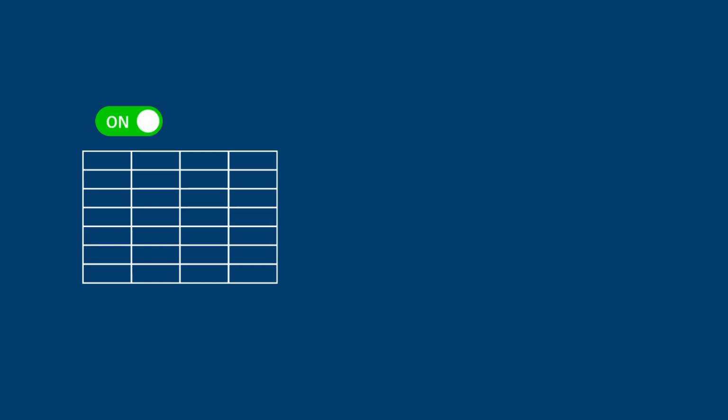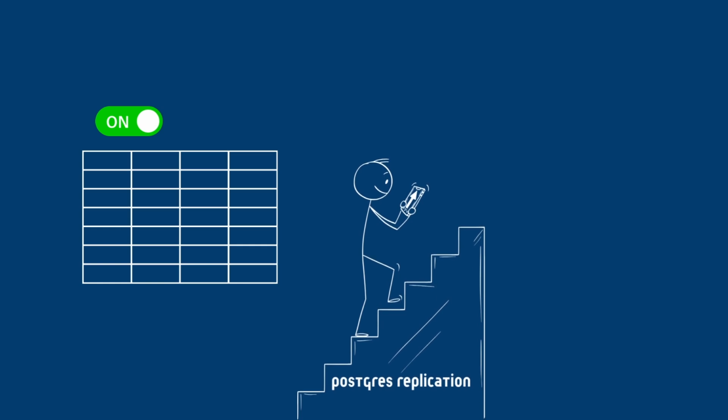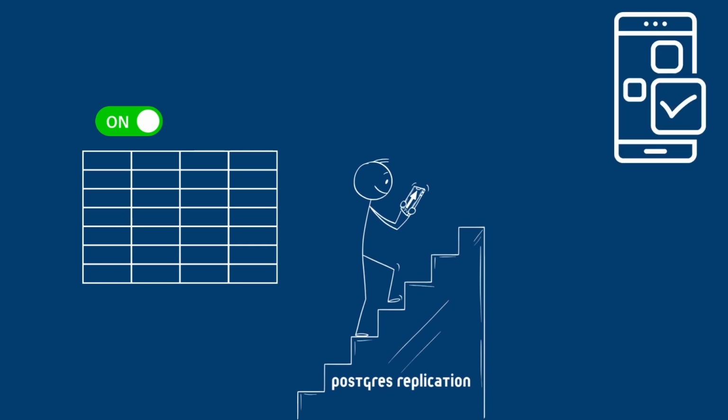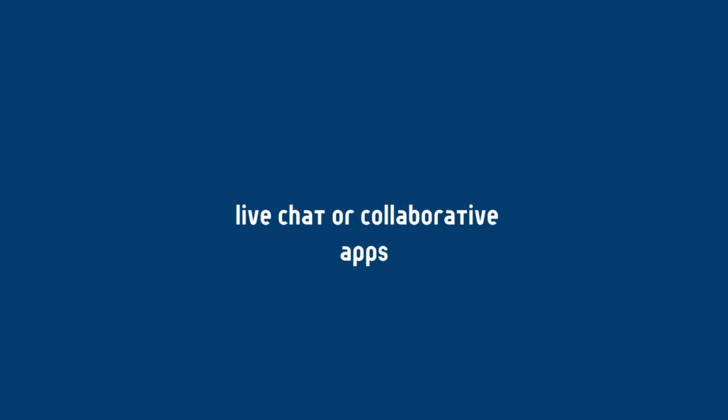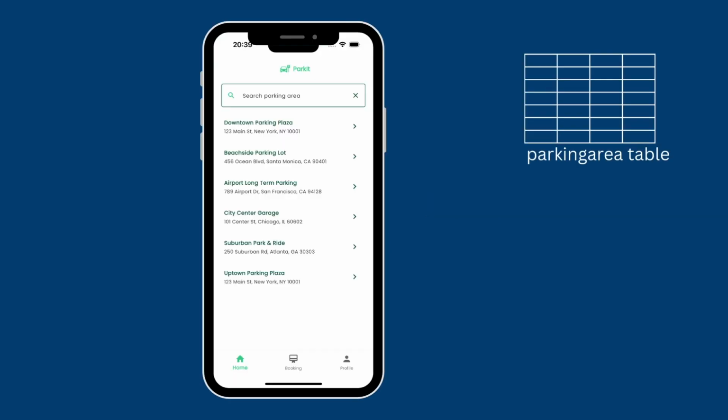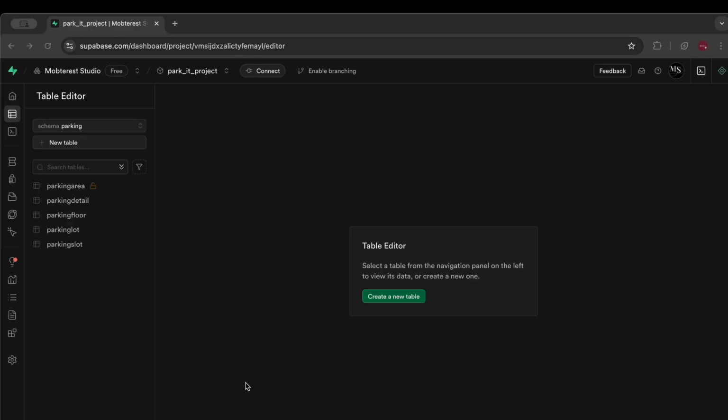So when you enable real-time on a table, Supabase starts tracking changes using Postgres replication and pushes them to clients over WebSockets. So Flutter can subscribe to these changes. And it's very perfect for things like live chat or collaborative apps, and yes, parking area tracking in real time, as we shall see. In the Supabase dashboard, we'll set real time on the parking area table because we mentioned that we want to listen to the Postgres changes of this table and whether it's an update, a delete, or an insert.